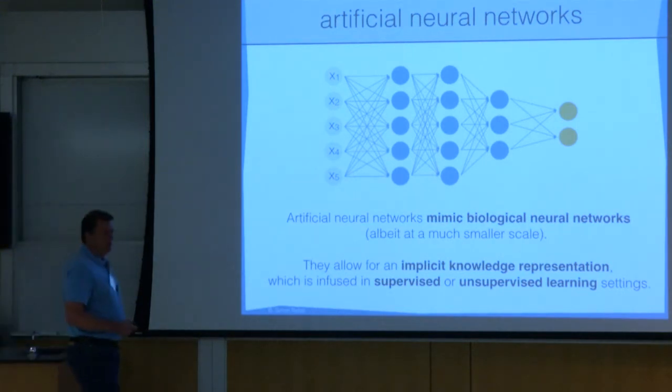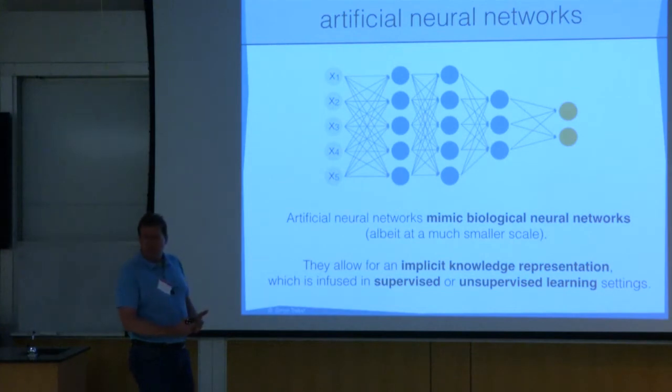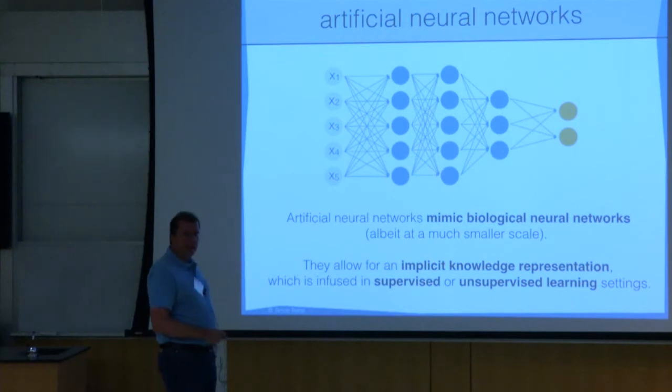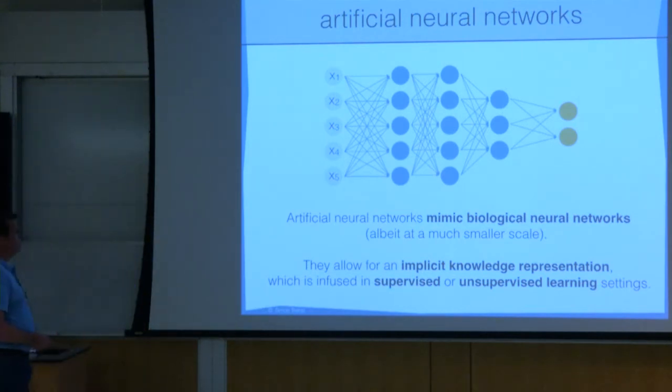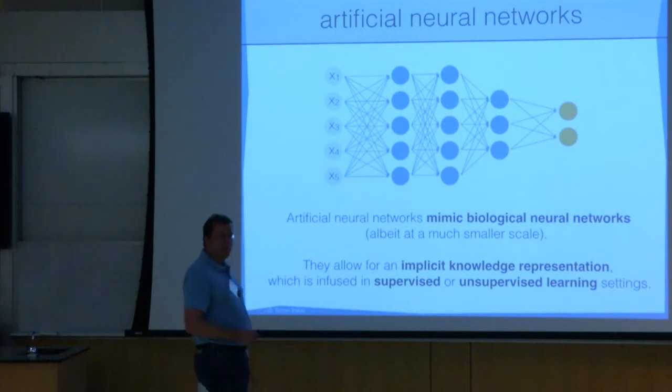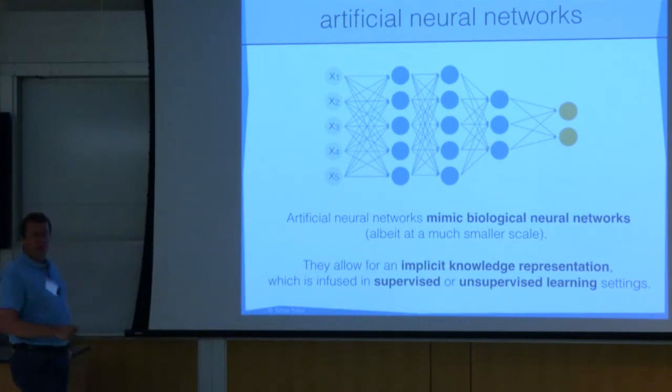So probably what we will do is a super simplification of anything that might be there in biology. Okay, so we will be dealing with these kind of network structures. We will look deeper into how they're built and what they do in a minute. What they will allow us to do is represent knowledge, in an implicit way.